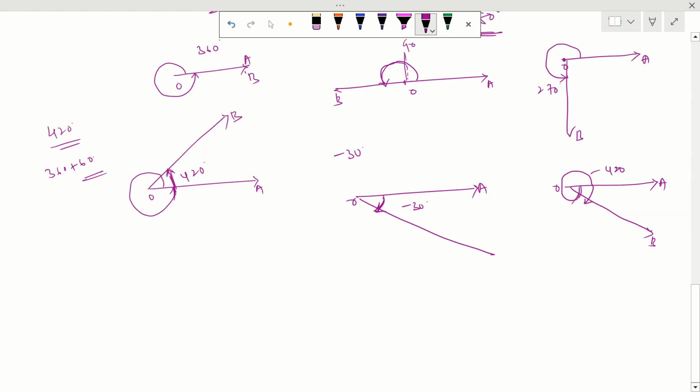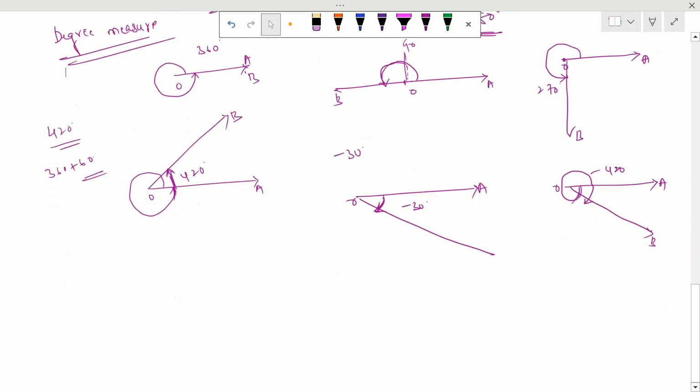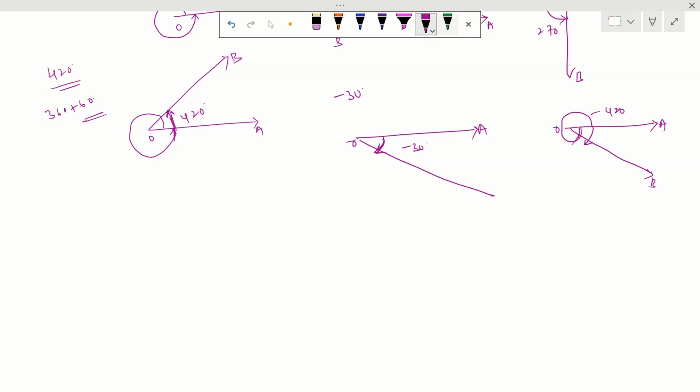Understood? This is all about degree measure, in positive angles and negative angles. Now we are going to discuss radian measure.